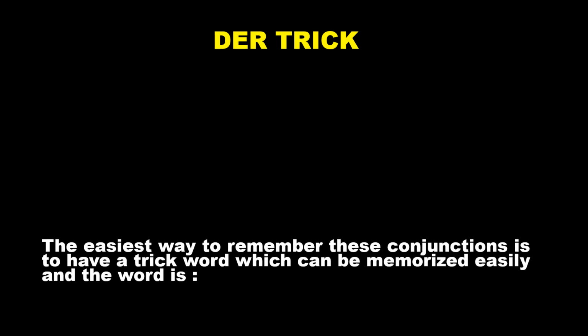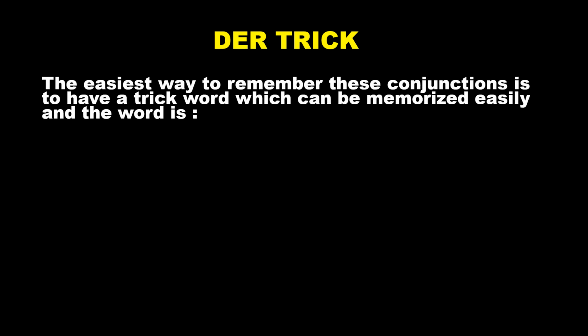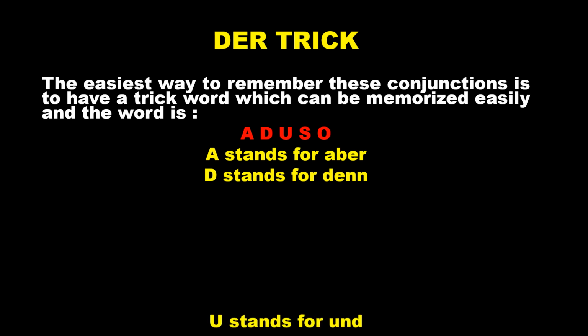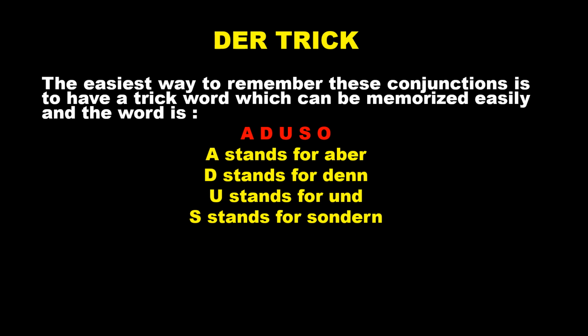Now, the trick. The easiest way to remember these conjunctions is to have a trick word which can be memorized easily. And this word is DAUSO. You can memorize only this word, DAUSO, and you will be able to remember all these five conjunctions. A stands for aber, D stands for denn, U stands for und, S stands for sondern, and O stands for oder. Very simple, very clear. So you need to remember just one word and you can have command of all these five conjunctions. All of them come at the null position, and the verb will come at the second position. That is what you need to remember.